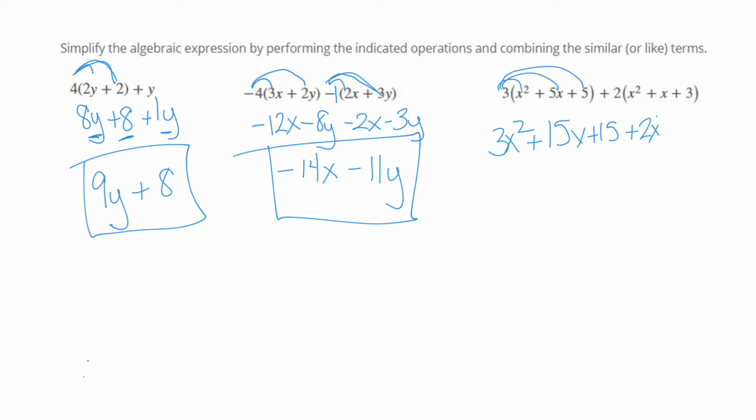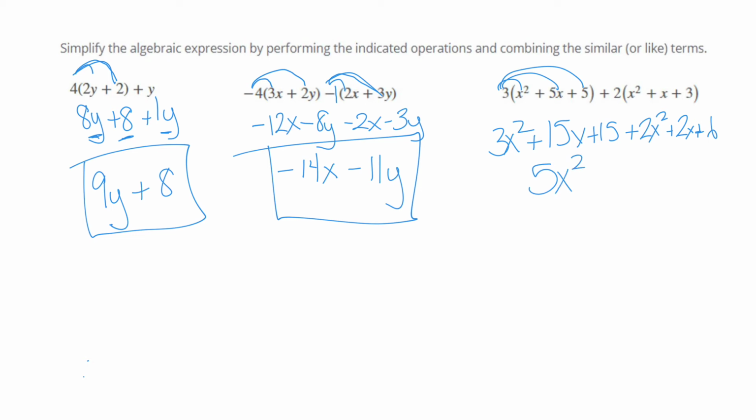2 times x squared. And 2 times x. And 2 times 3. That's a 6. All right. Now I'm looking for my like terms. I'm going to start with that higher power, that x squared term. I have a 3x squared and a 2x squared. They're both positive. I'm just adding them up. It's going to be a 5x squared.